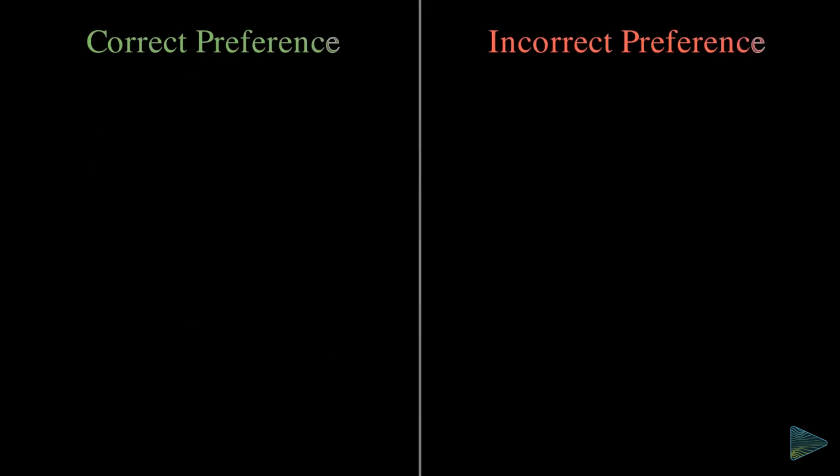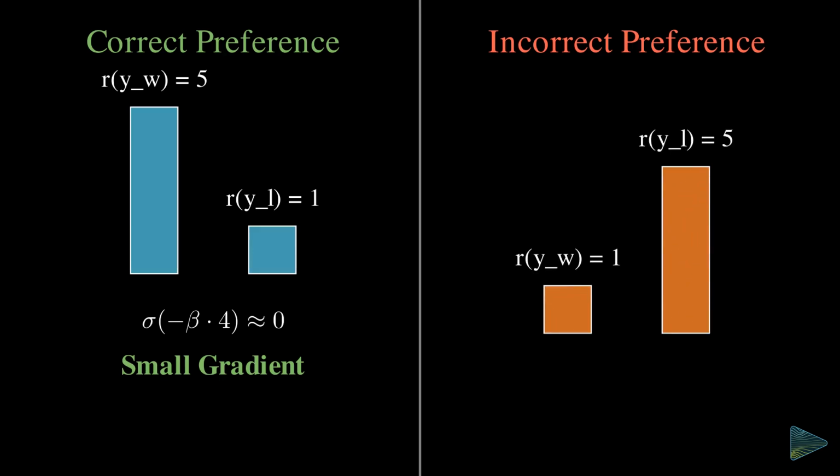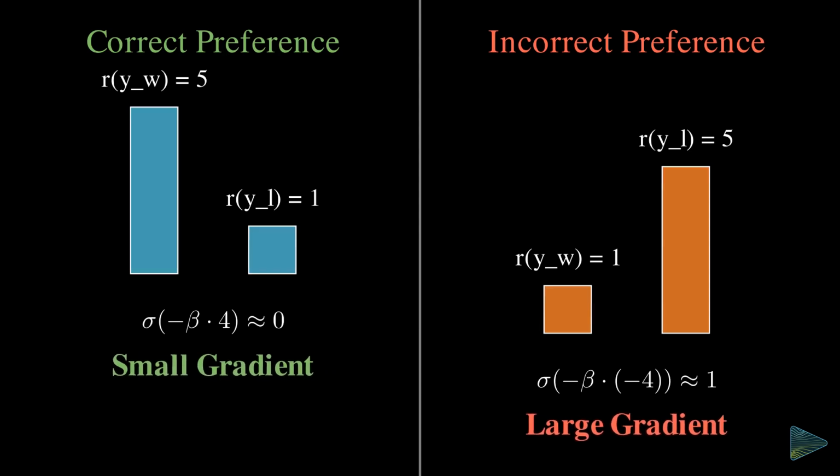Specifically, the gradient raises the likelihood of preferred completions and lowers that of dispreferred ones, with update size weighted by the sigmoid of minus beta times the reward difference. When the model correctly scores y_w much higher than y_l, 5 versus 1, the sigmoid is near 0, so updates are small. When it incorrectly scores y_w lower than y_l, 1 versus 5, the sigmoid is near 1, producing large corrective updates.